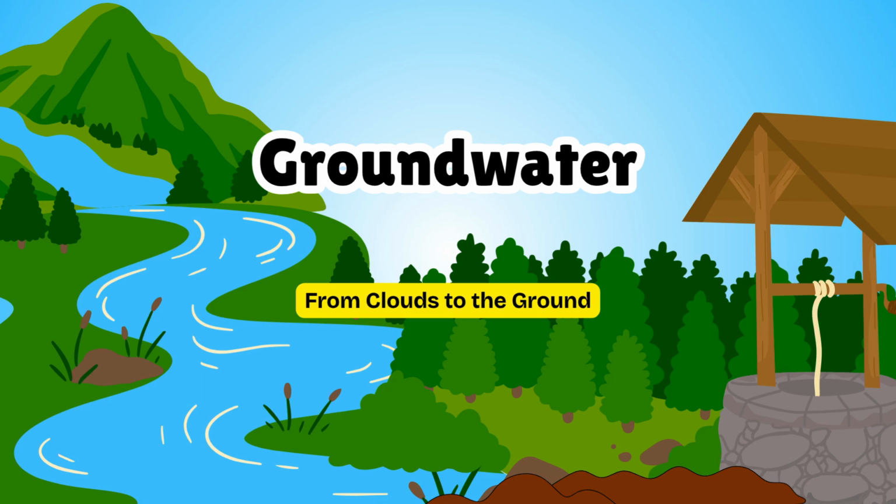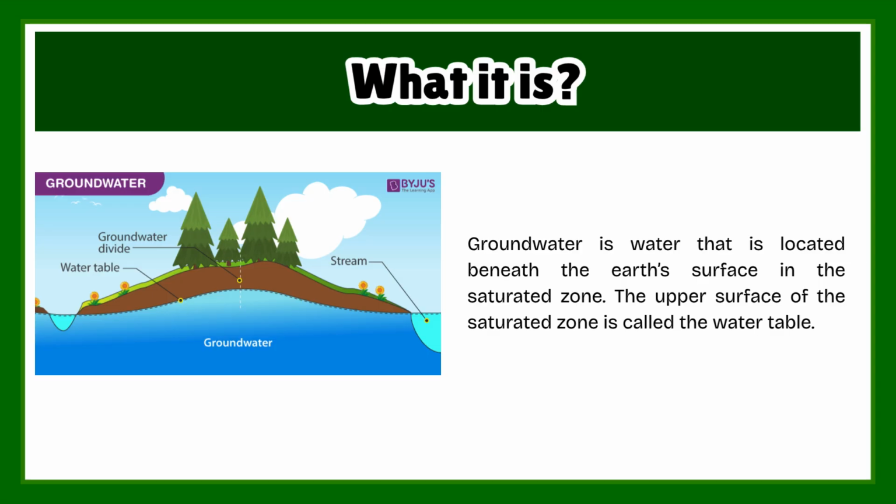Hello, everyone. Today I am going to be talking about groundwater, including what it is and what affects the flow rate of groundwater. Groundwater is an important part of Earth's water cycle and it provides fresh water for millions of people around the world. First, we're going to start with what it is.